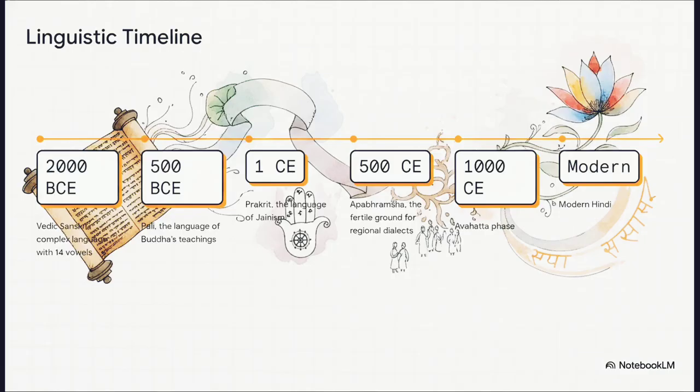Tracing the chronological descent here reveals a really fascinating trend. It's all about simplification. We start way back, around 2000 BCE with Vedic Sanskrit. This was an incredibly complex language. We're talking 14 different vowels used in ancient texts.